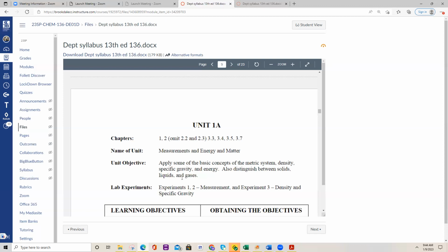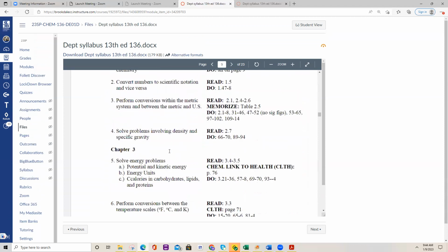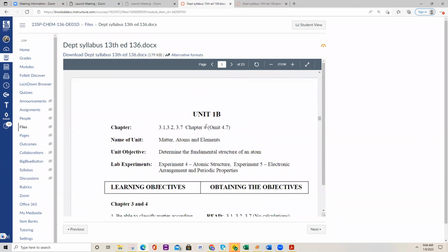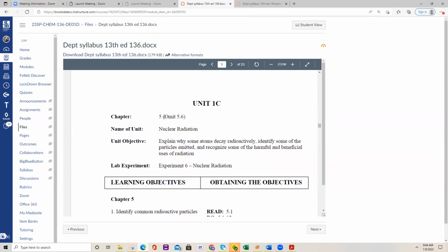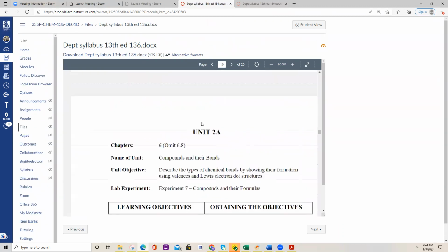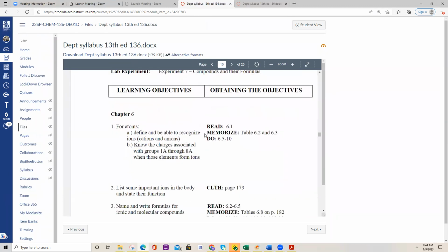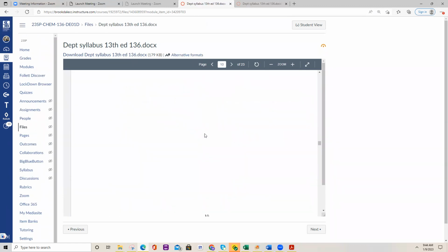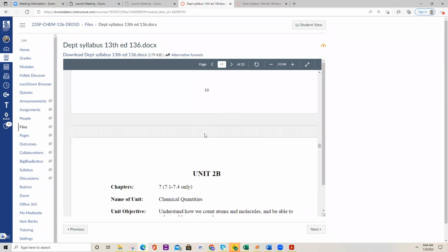I'll give you some examples. Like in this first one, it says omit 2.2 and 2.3. Those are sections right off the bat that we're not dealing with. If I keep scrolling down, okay, we're going to omit that section. Omit 4.7. Omit 5.6. Omit 6.8. And we go down. Sometimes it's just a single section. Sometimes it's a whole bunch of sections. Like here, chapter 7. We're only going to do the first 4 sections of that. We only do a little less than half the chapter.